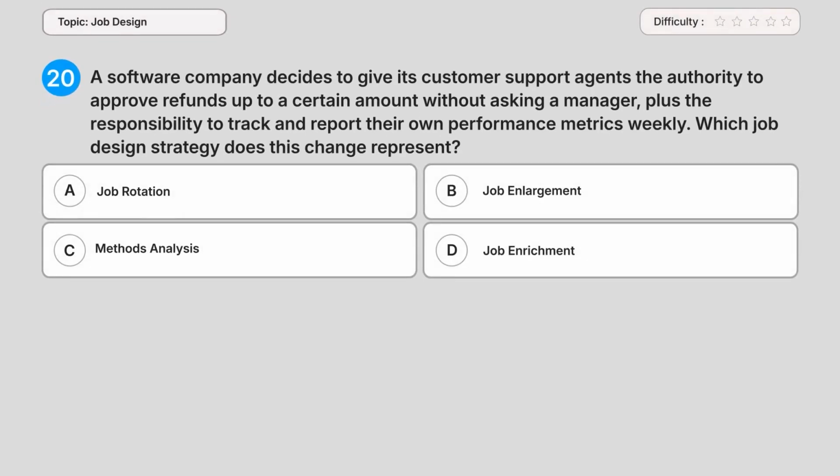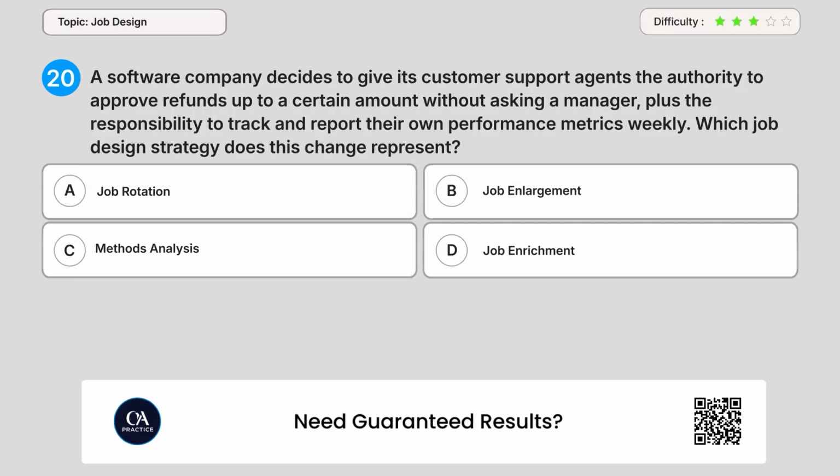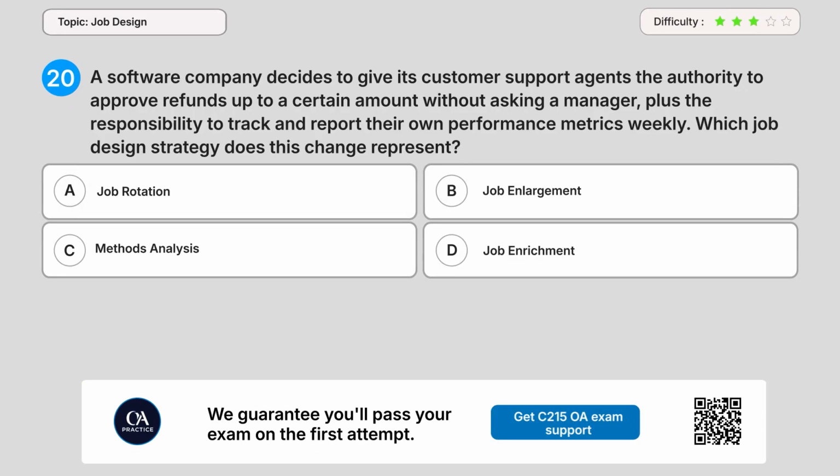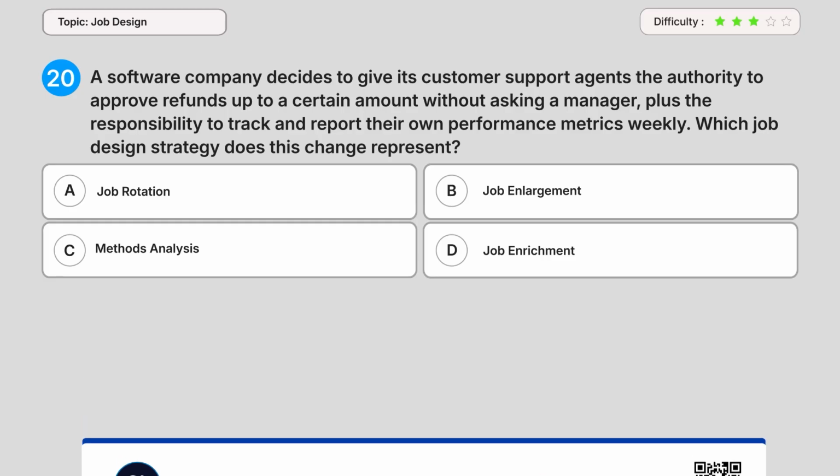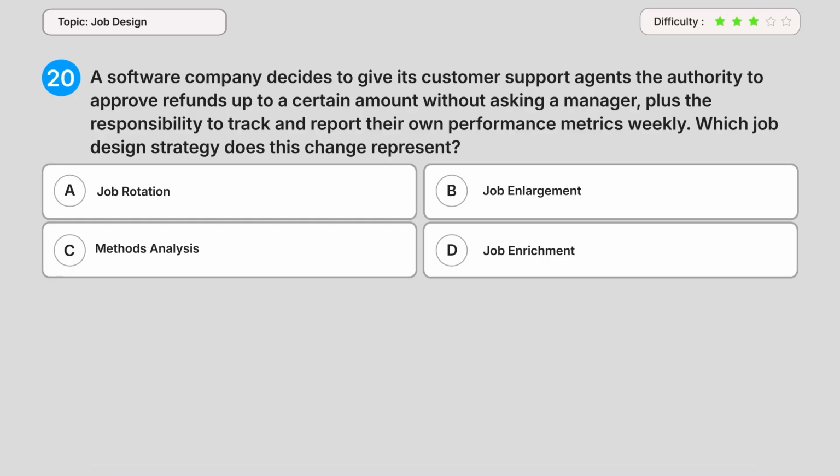20. A software company decides to give its customer support agents the authority to approve refunds up to a certain amount without asking a manager, plus the responsibility to track and report their own performance metrics weekly. Which job design strategy does this change represent?